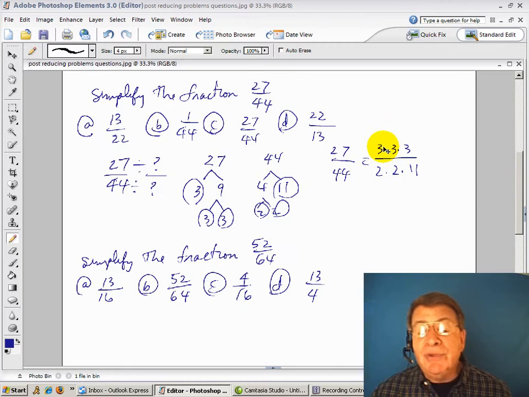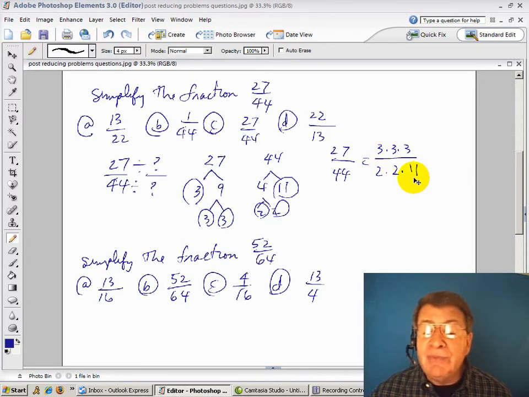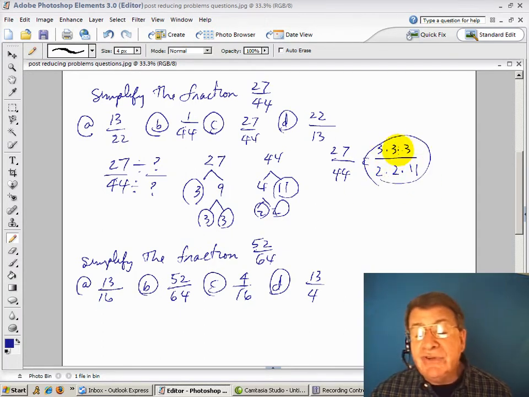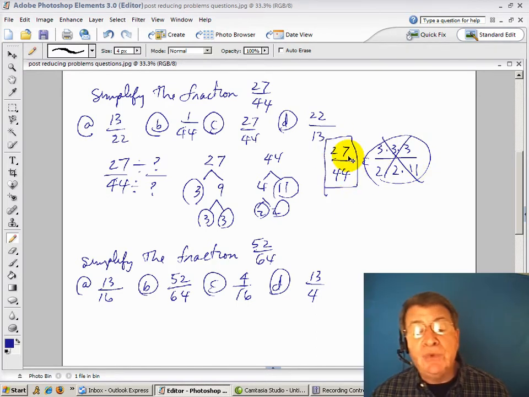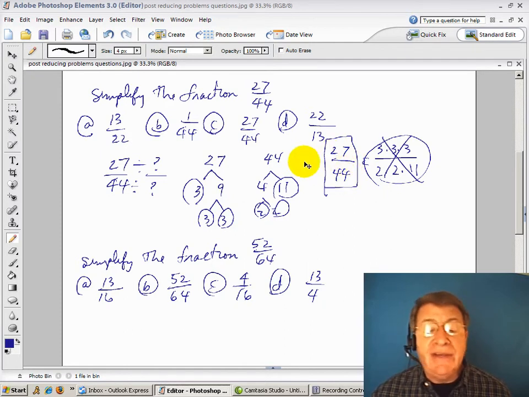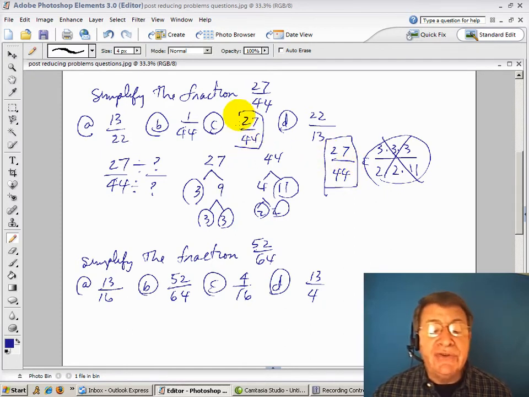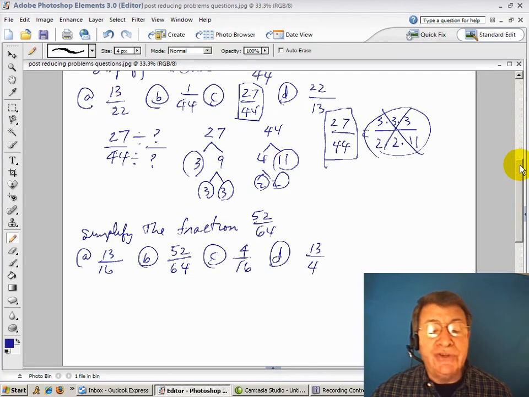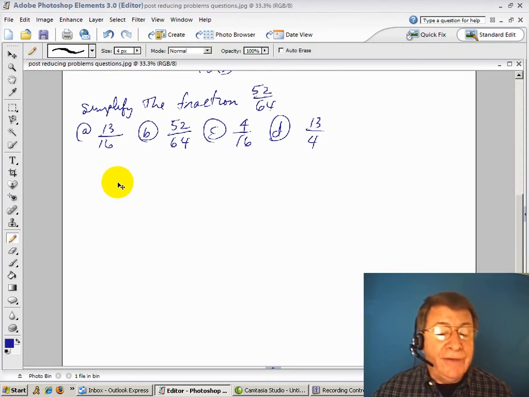Now, are there any representative fractions in the same that are the top and the bottom? And the answer is no. So we cannot cancel 3's without having 3's below, and we cannot cancel 2's on the bottom without having any 2's on the top. So this thing is just the way it will be, and not all numbers are reducible. And 27 over 44 is a fraction which is not reducible, so answer C would be the answer to question 1. Hopefully we'll have a little bit better luck with question 2, and that is 52 over 64.